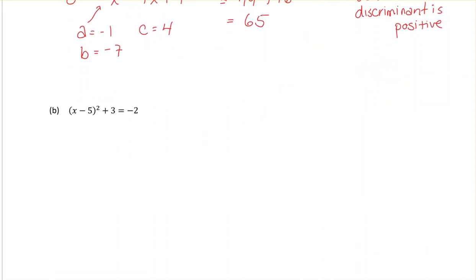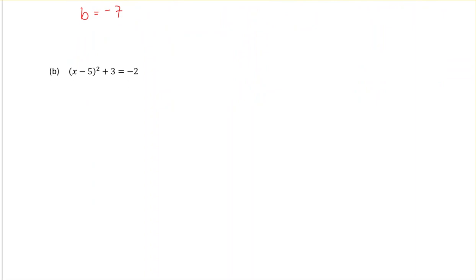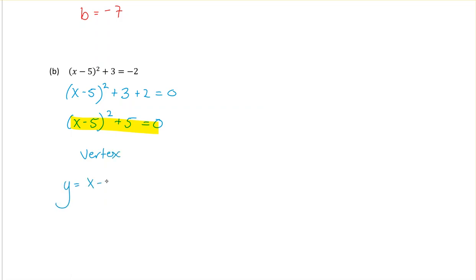Let's look at this one. Again, we're going to have a little bit of rearranging to do. I'm going to bring that negative 2 over, it becomes positive 2, equals 0. Collect your like terms, and you are left with plus 5 equals 0. Now you notice this is also vertex form. Right as you see it, this would look like a vertex form. It might help if I show you it like this.